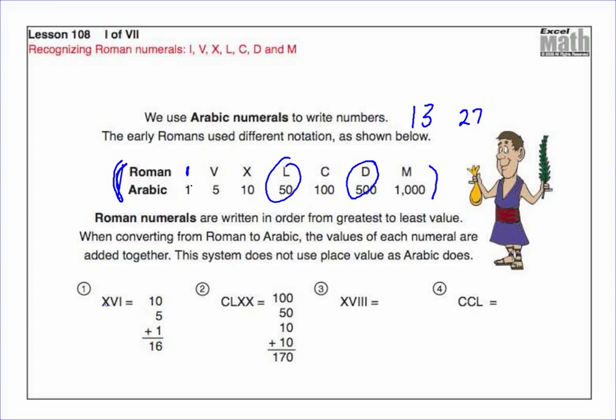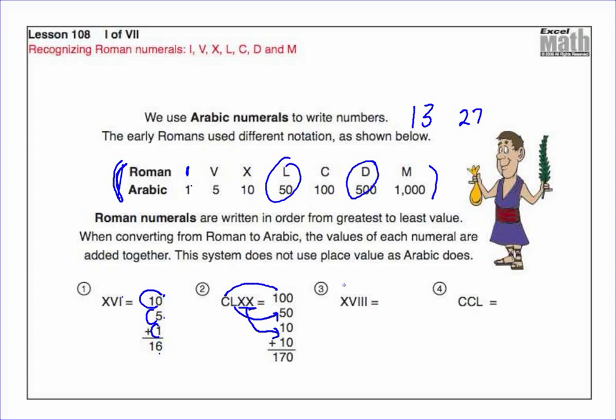First, we have an X meaning 10, we have a V meaning 5, and an I that means 1. When you add 10, 5, and 1, you get 16. So XVI in Roman numerals means the number 16. Here we have C, which means 100, L, which means 50, and then 2 X's, which is 10 and 10. When you do this, you can just write 20 if you'd like to for the XX. You add up 150, 10, and 10, you get 170.